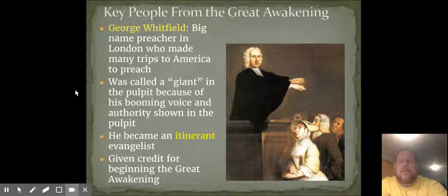So, big people we've got to look at from the Great Awakening. First one will be George Whitefield, this dude right here. He's a big-name preacher in London. He made a lot of trips over to the Americas to preach and talk to people. And he was called this big giant because he had this huge booming voice.